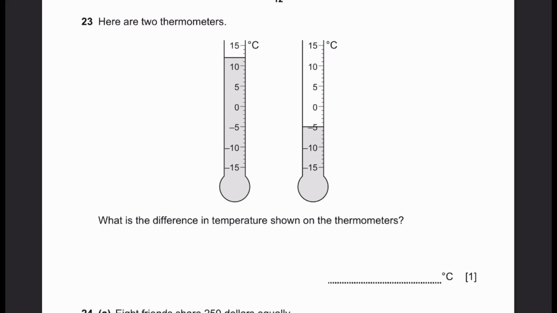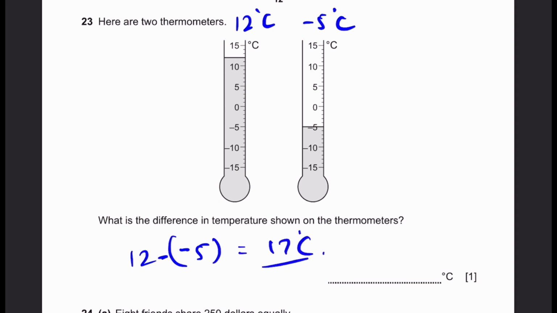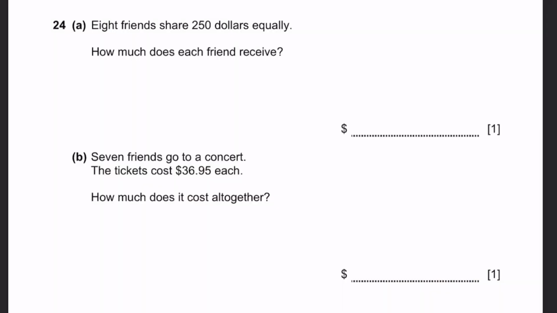Question 23. Here are two thermometers. What's the difference in temperature shown on the thermometers? The first one shows 12 degrees Celsius, and the second one shows minus 5 degrees Celsius. So it'll be 12 minus 5. That'll be 17 degrees Celsius difference. That's the answer.